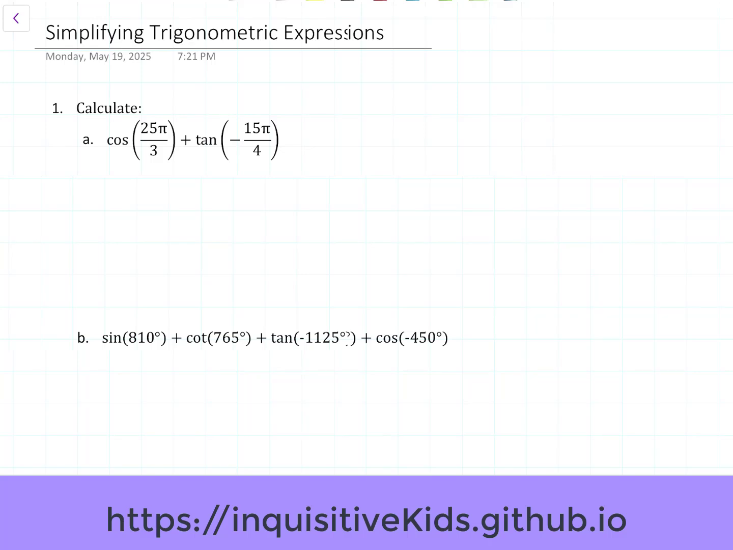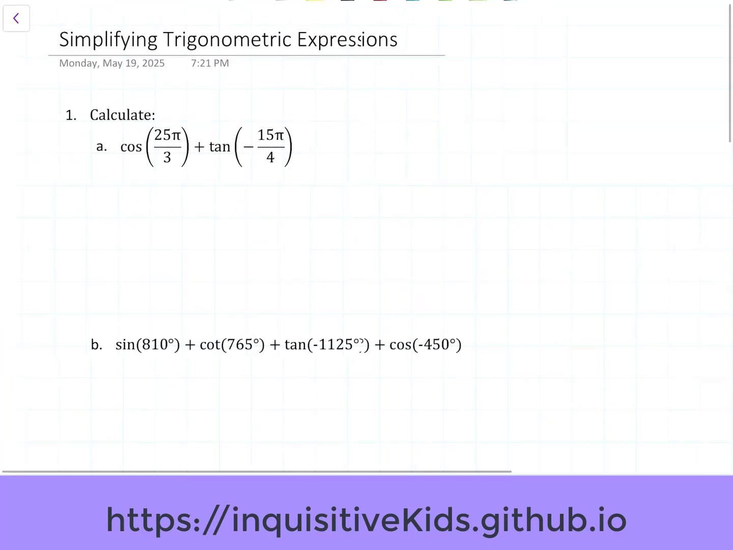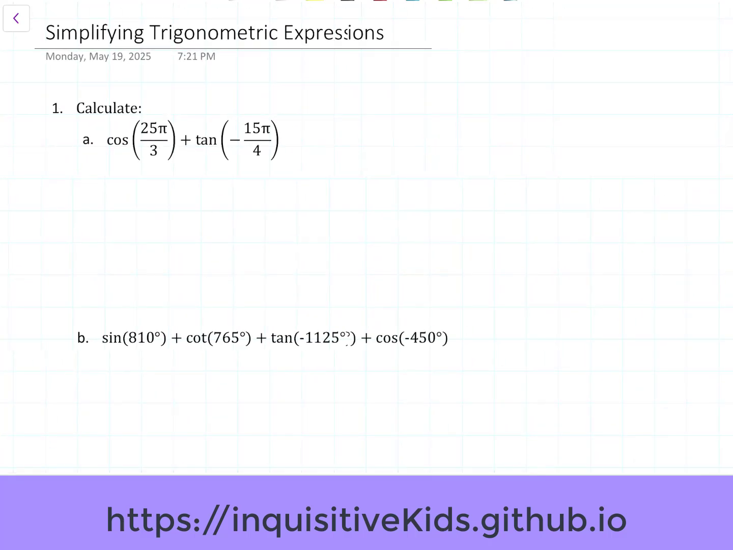In this video, we are going to use different trig identities and formulas to help us simplify expressions. Here is problem 1. Calculate cosine of 25 pi over 3 plus tangent of negative 15 pi over 4. To solve this problem, we can apply the periodic formulas.